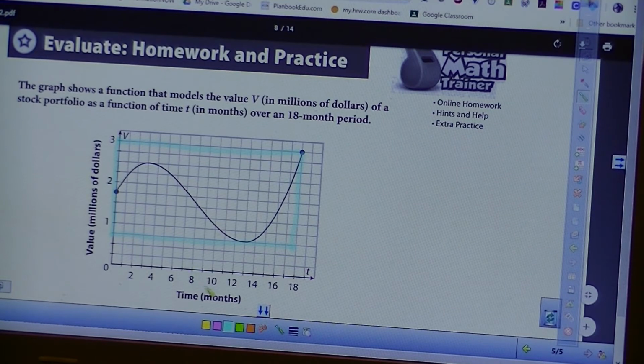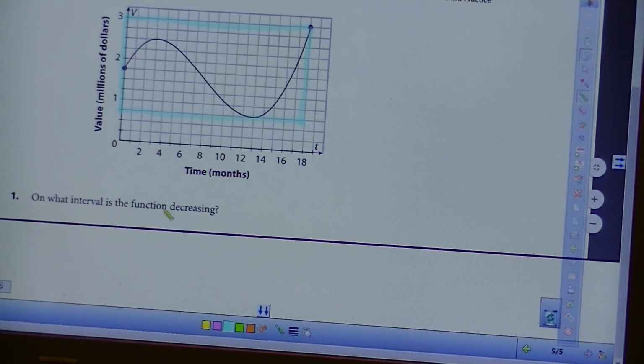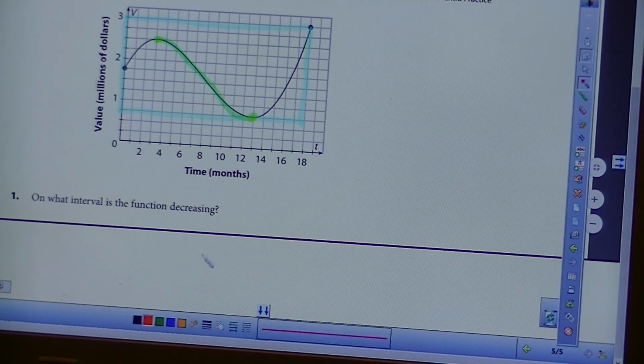But that's not the first thing they're talking about here. The first thing we're talking about is, where is the function decreasing? Okay, well, it's decreasing starting here and going down and going down. So I'm going to help you out with the actual numbers here. I won't do all of these, but some of them you've got to pay attention, because I'll tell you words, but I won't write everything down.